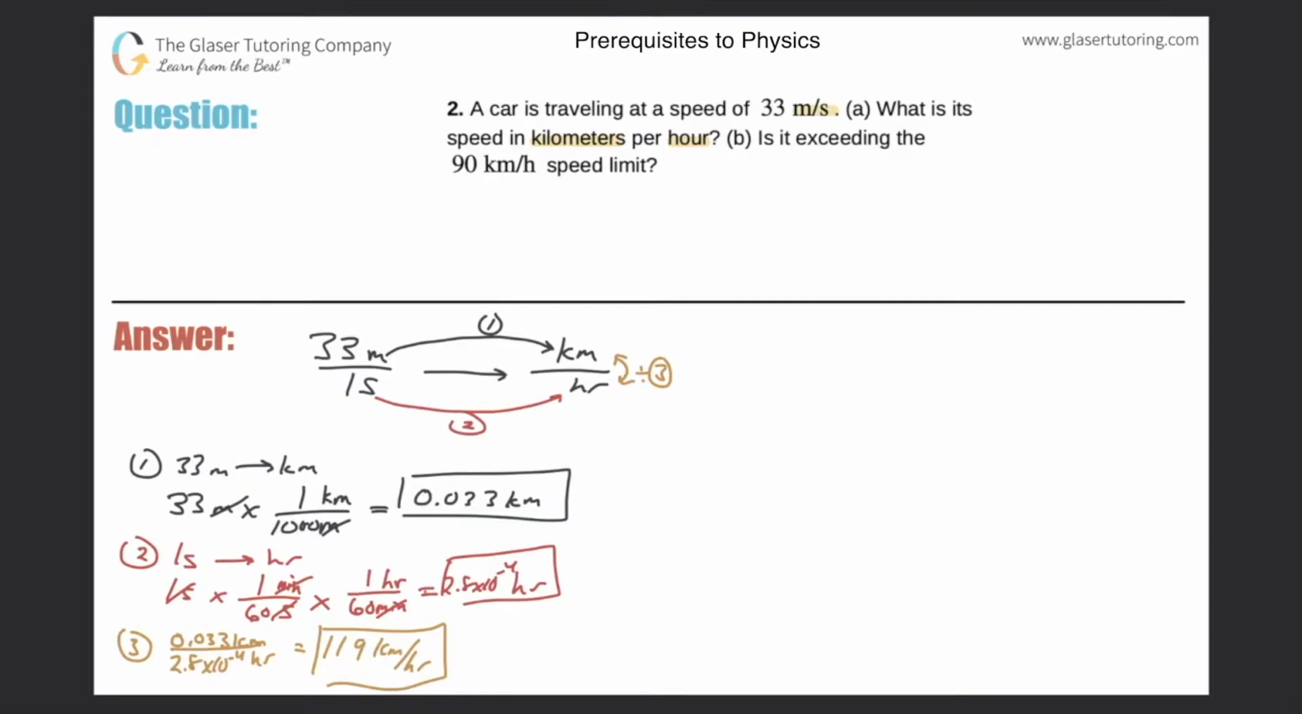So part B now, is it exceeding the 90 kilometer per hour speed limit? Well, what did we just find? We found that the car was moving at 119 kilometers per hour, right? And the speed limit, I'll call it SL, the speed limit is 90 kilometers per hour. So yeah, right? We are definitely exceeding that speed limit.